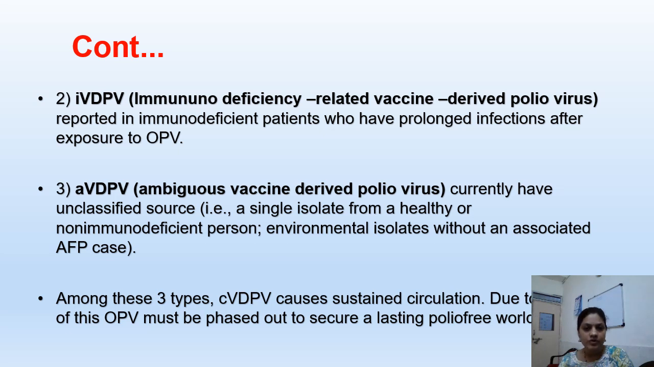So we have three types of vaccine-derived polioviruses: the circulating VDPVs, the immunodeficiency-related VDPVs, and the ambiguous type. Among these three, the cVDPV is common and it causes sustained circulation, and this is the hazard of using the live vaccine. That is why it is very necessary that we plan to phase out the OPV vaccine and replace it with the IPV vaccine to achieve a polio-free world.